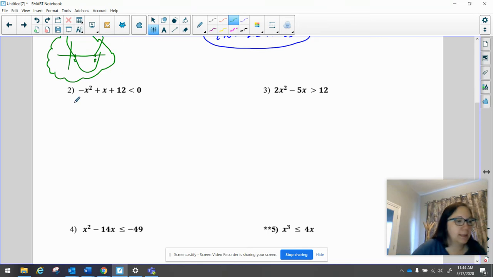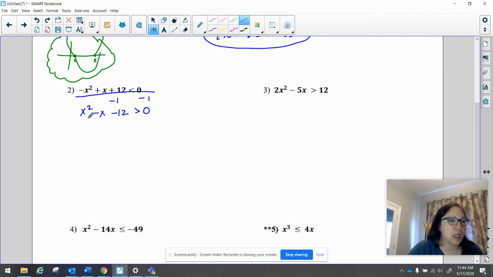Okay, so we probably don't like the fact that this one has a negative in front of the quadratic. So we're going to multiply or divide, either way, the entire thing by -1. So that means both sides by -1. That's going to give me x squared minus x minus 12. But remember, I divided by a negative, so I have to switch the direction. So I'm now looking at x squared minus x minus 12 is greater than 0. I'm going to factor that, and I get x minus 4.